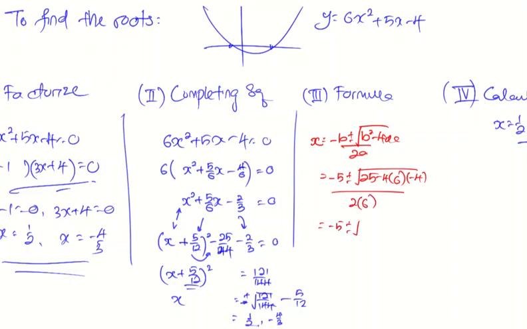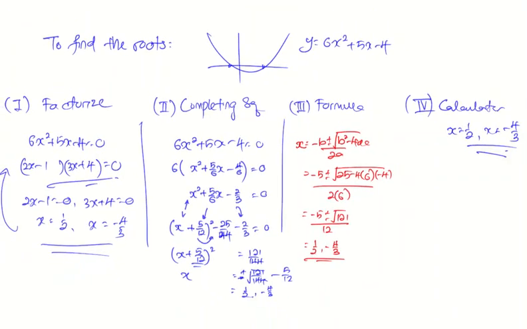Negative 5 plus minus 25, 121 over 12. So let's try plus, that means 11. Okay, you get a half. If it is negative 5 minus 11, you get negative 4/3 again. Okay, again you get the same answer. Confirm. Okay, now these are the 4 ways to find the roots.